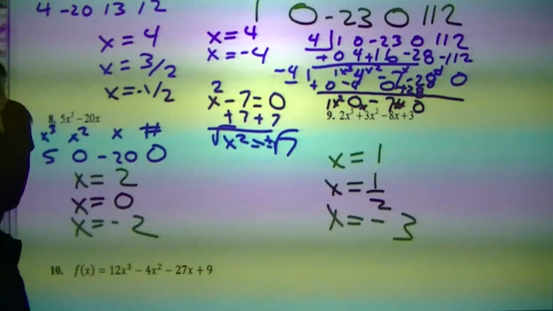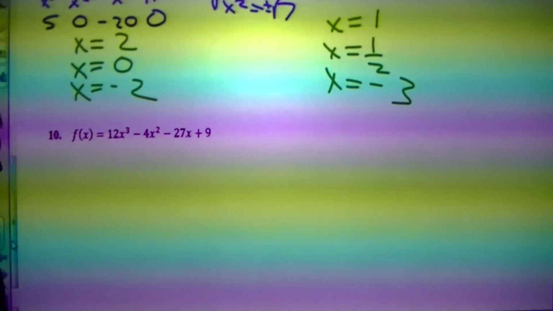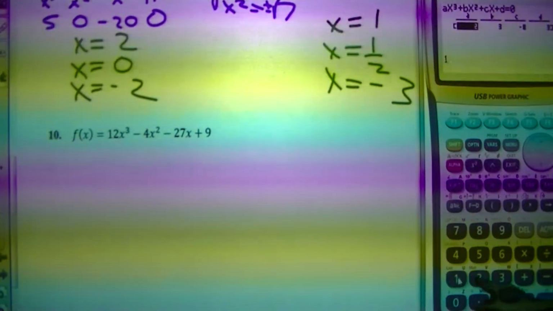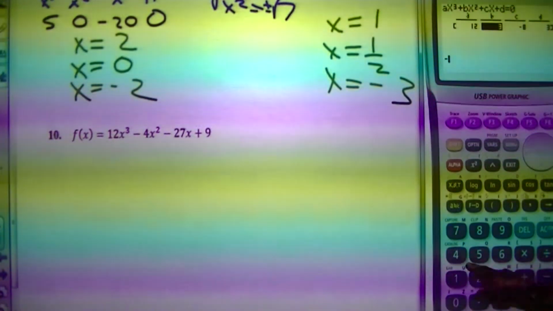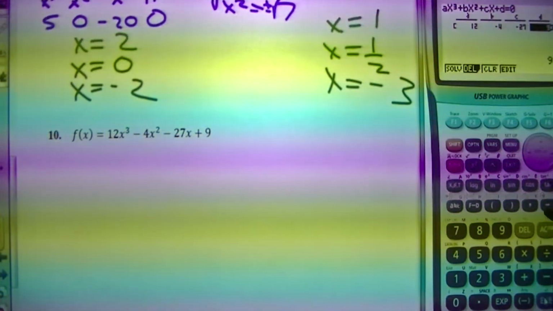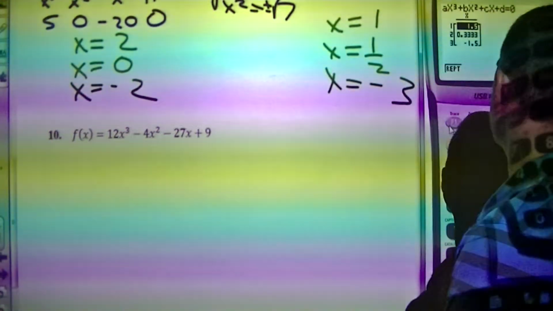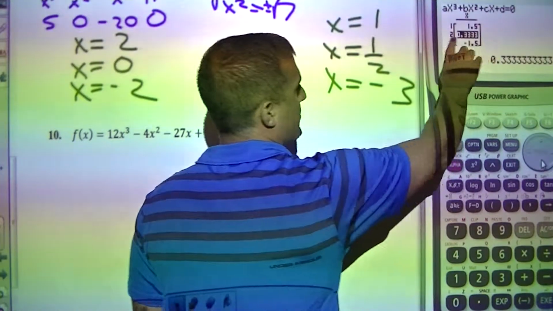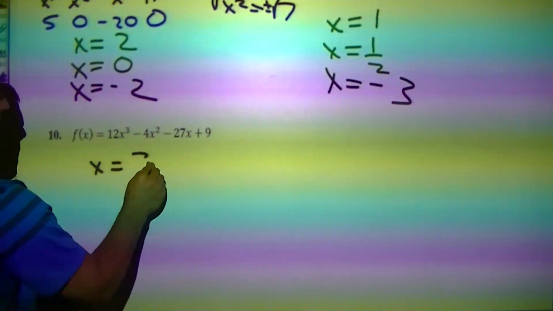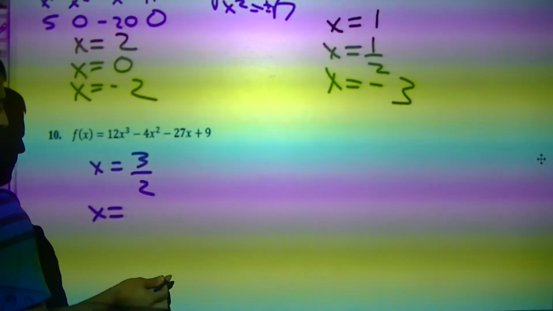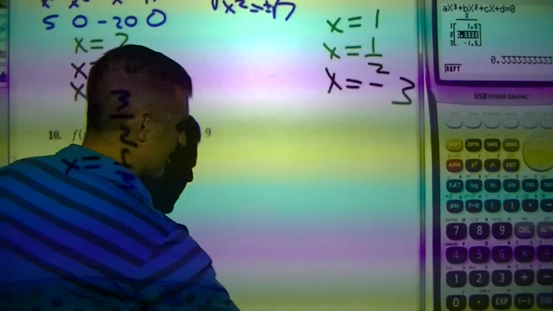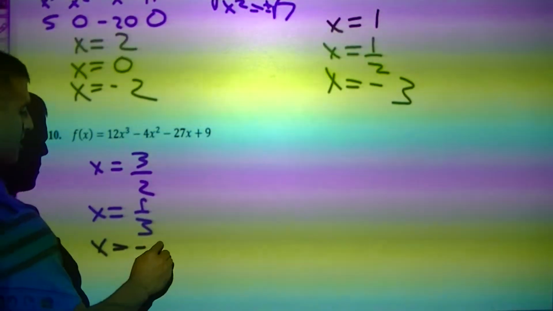Going on to the last one, number 10. Same deal. Going across, I'm going to type in 12. I'm going to type in -4. I'm going to type in -27. And I'm going to type in 9. And I solve that. Once again, this 0.3 is a fraction, it is 1/3. So I got x equals 3/2, x equals 1/3, and what's the last one here? X equals -3/2.